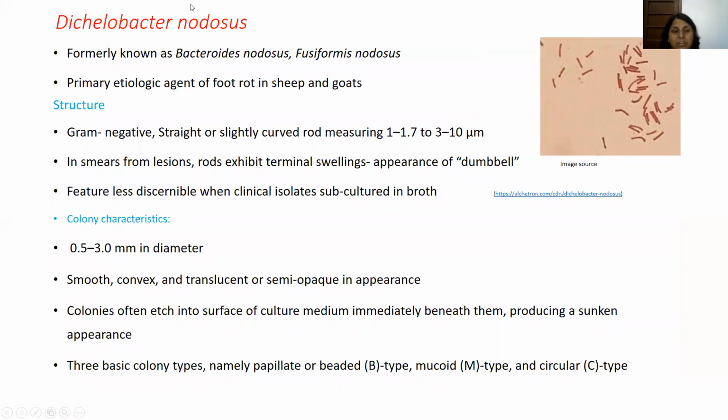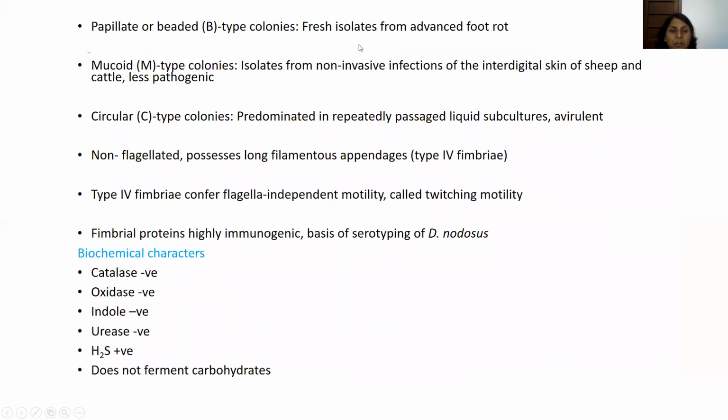Dichelobacter nodosus: these have a rod shape with terminal swelling, and the colonies are of three types: papillate or beaded colony, mucoid colony, and circular colony. The beaded or papillate colony can be isolated from the fresh colony with advanced foot rot condition. Whereas the mucoid type colony is present in the non-invasive infection of the interdigital skin of sheep and cattle, which are less pathogenic.